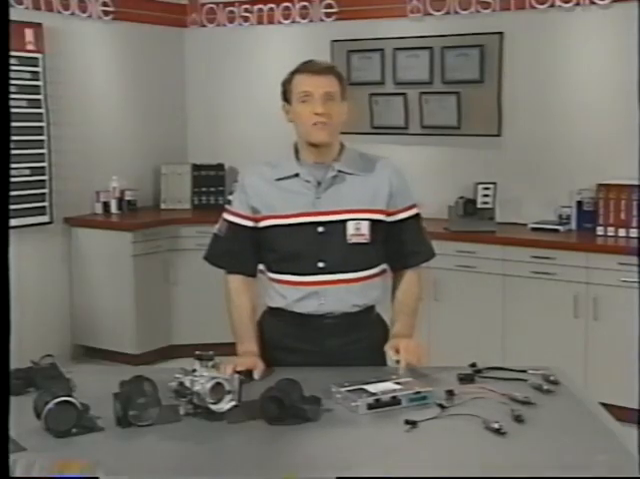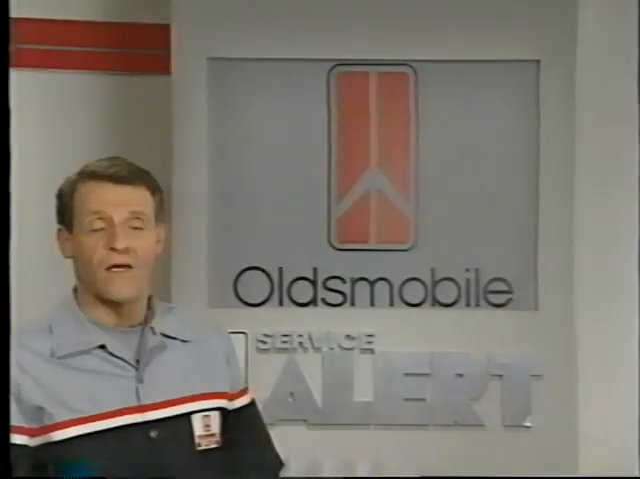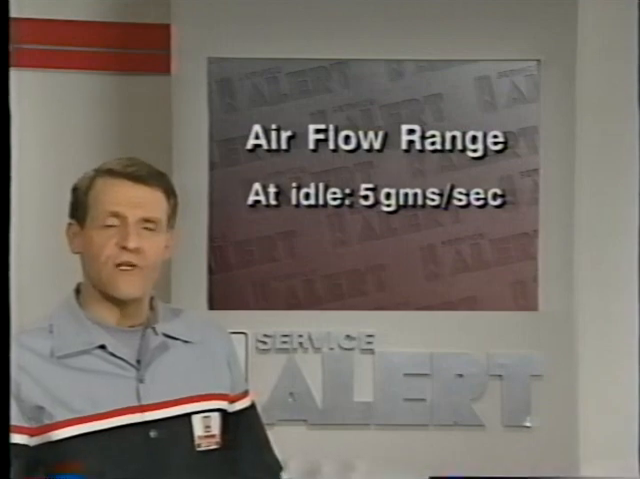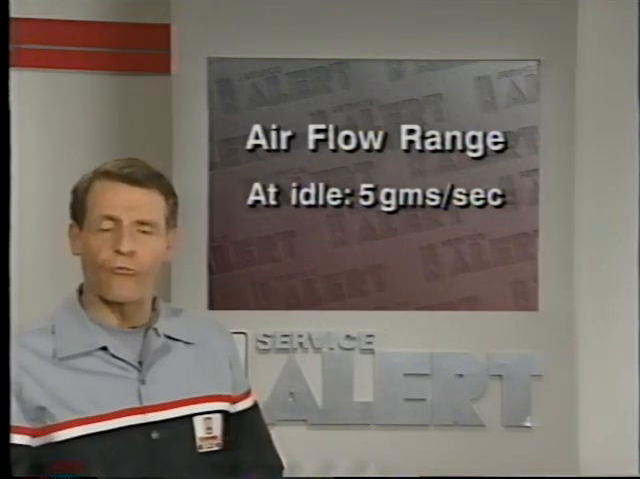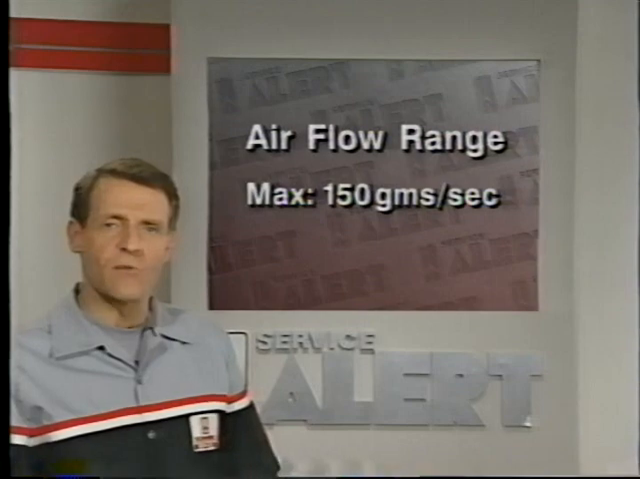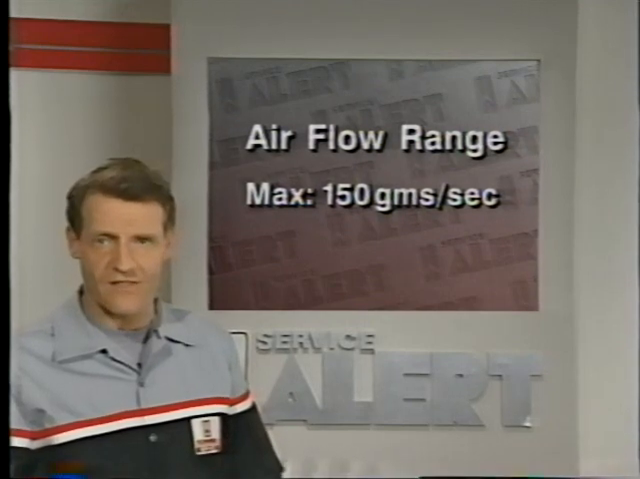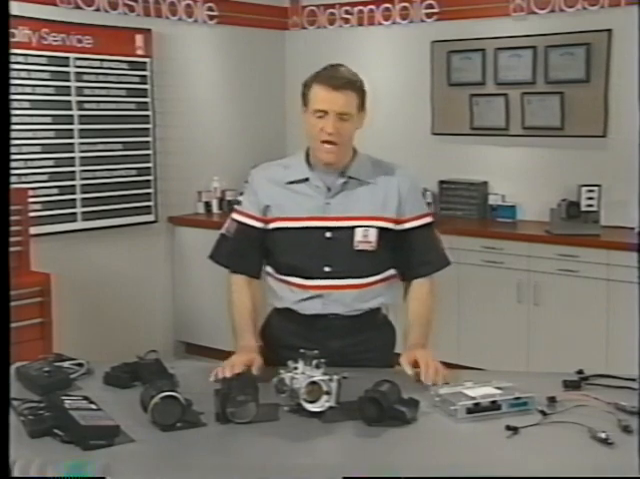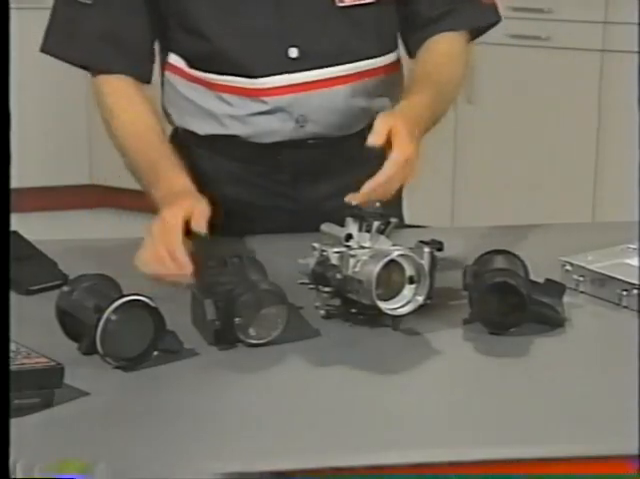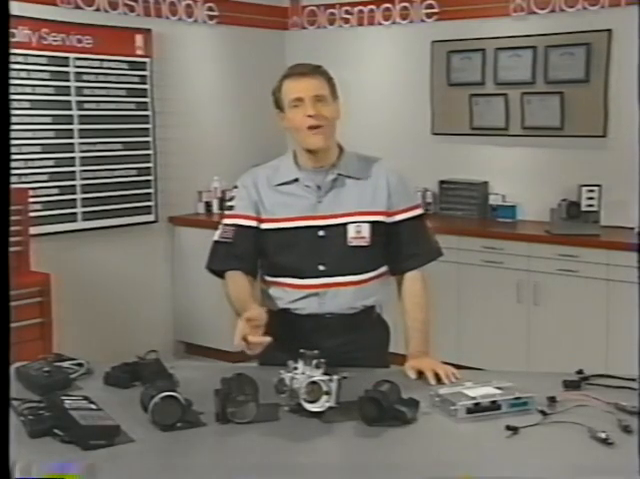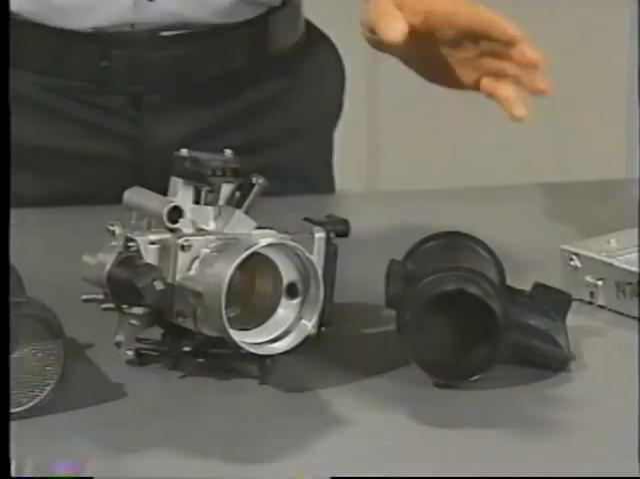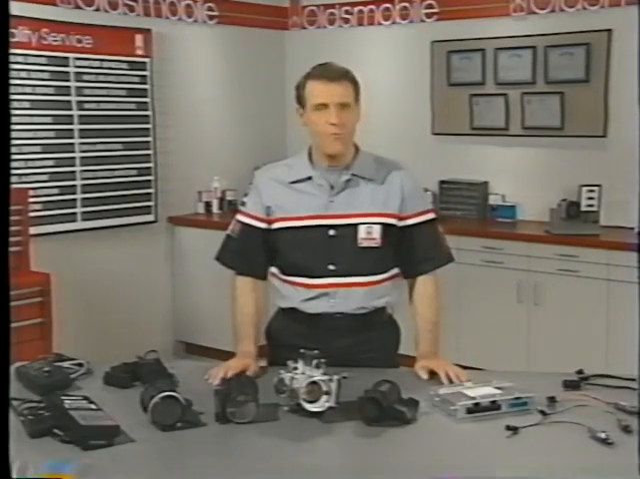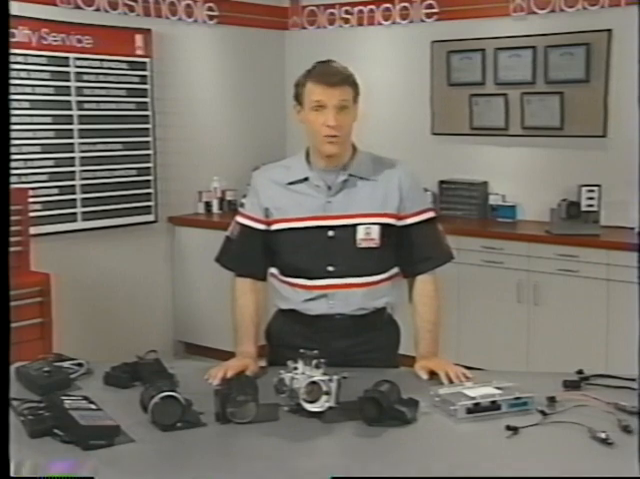Airflow measurements are expressed in grams per second. A typical engine takes in about 5 grams per second at idle. That amount increases with RPM, engine load, and throttle opening until it reaches a maximum of about 150 grams per second. GM has used mass airflow sensors from 3 suppliers: AC, Hitachi, and Bosch. Since Oldsmobile does not use the Bosch sensor, we're going to talk only about the AC and Hitachi sensors. In any case, all 3 sensors use the same basic operating principles, which we're going to talk about next.